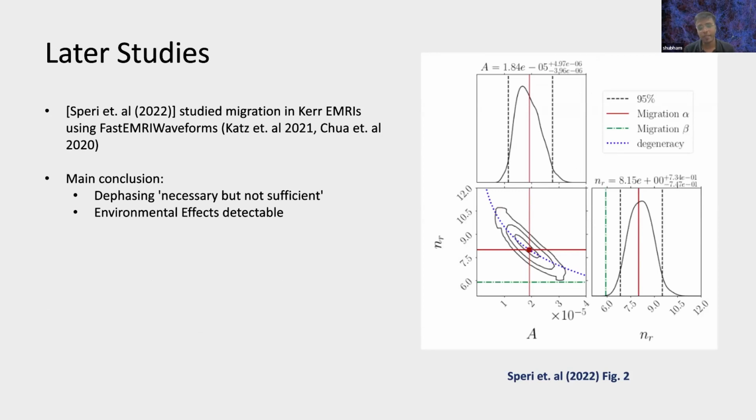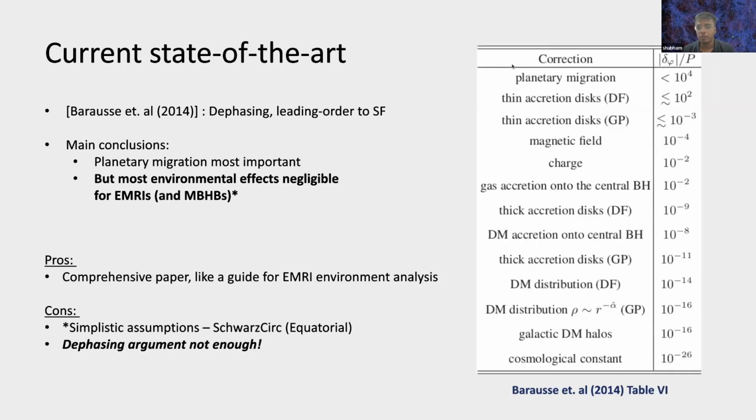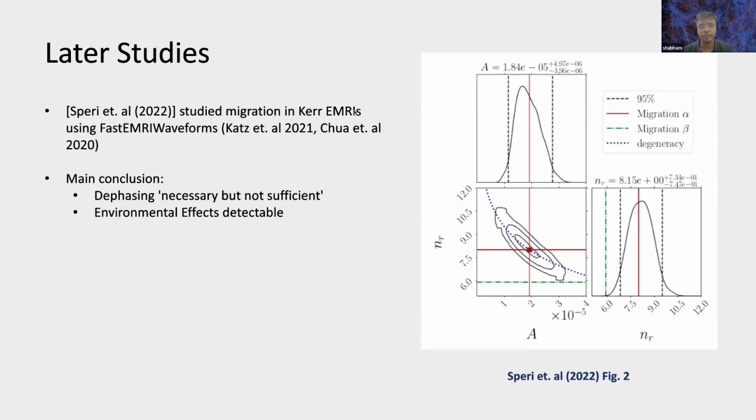This paper by Speri et al. in 2022 is much more recent. It deals with a Kerr EMRI now, so the central supermassive black hole is a spinning object. And it studies the effect of migration, which was the most important effect as concluded by Barausse et al. previously. They studied this effect in isolation in a Kerr EMRI system using the FastEMRIWaveforms package.